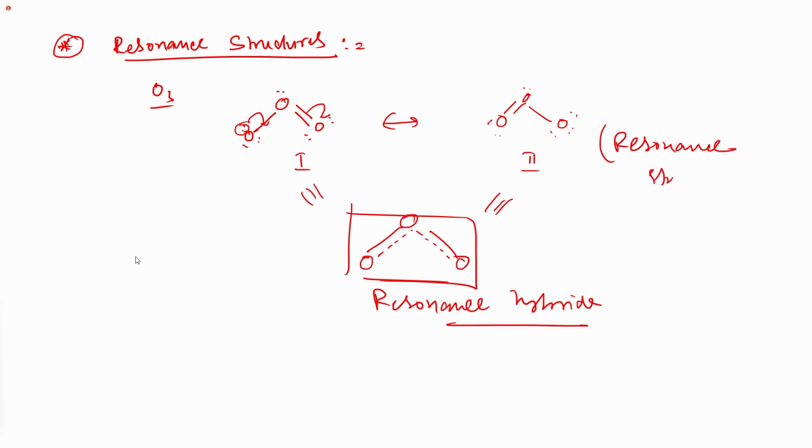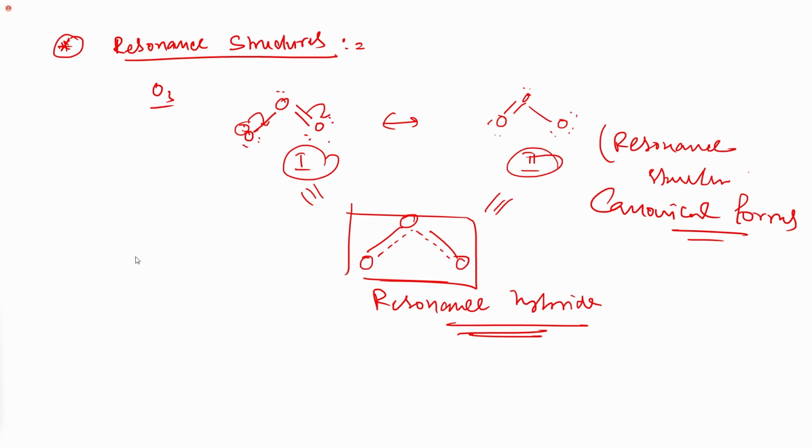Resonance structures, or we can also say canonical forms, and this is called the resonance hybrid. So this is called the resonance hybrid, and these are called the canonical forms. Ozone will have two canonical forms, one and two, but these two canonical forms together are equal to this resonance hybrid.